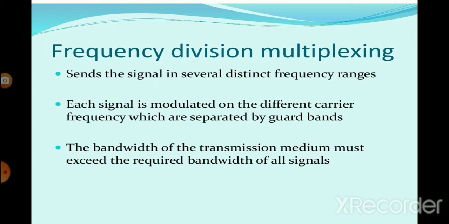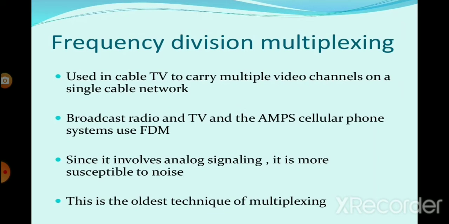Frequency division multiplexing sends the signal in several distinct frequency ranges. Each signal is modulated on a different carrier frequency, which are separated by guard bands. The bandwidth of the transmission medium must exceed the required bandwidth of all signals. FDM is used in TV to carry multiple video channels on a single cable network.